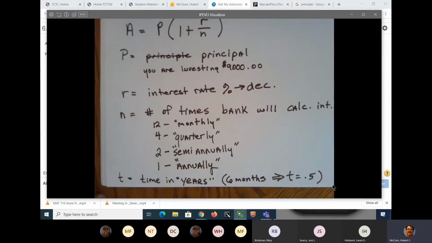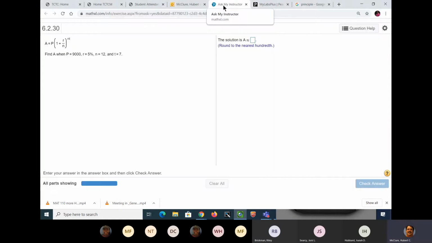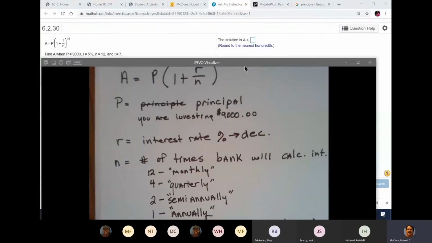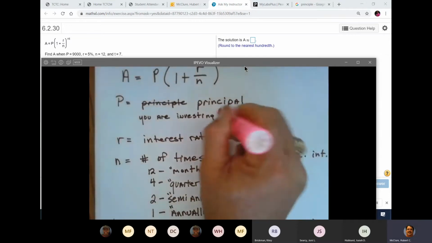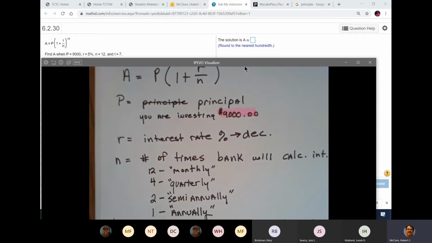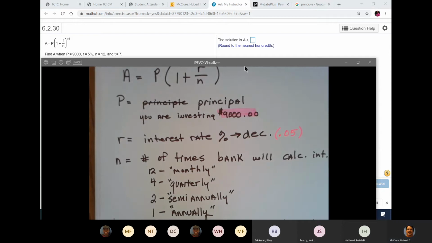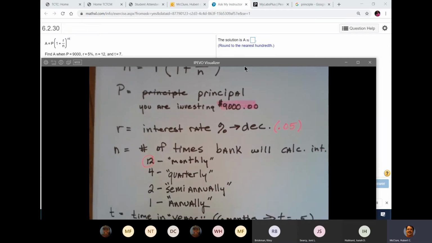Okay, so in this question, they give us P is equal to 9,000. I'm going to highlight 9,000 because I've already written it. So there's our P. And we'll use pink. Our interest rate in this question is 0.05, because we have to write it as a decimal. N is 12. And T is 7. So what are we going to do with these 4 numbers?